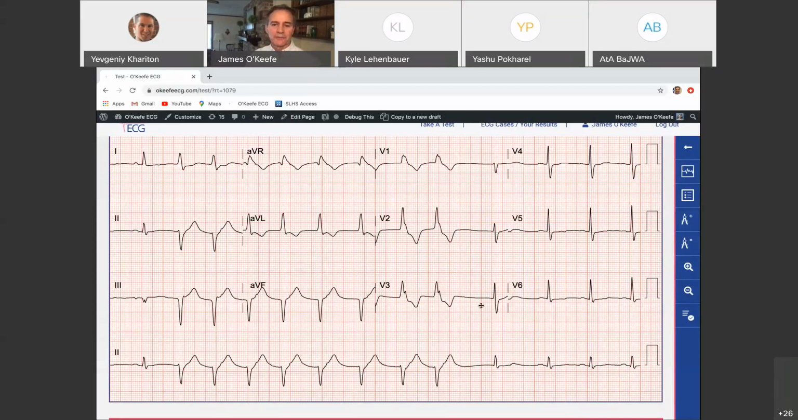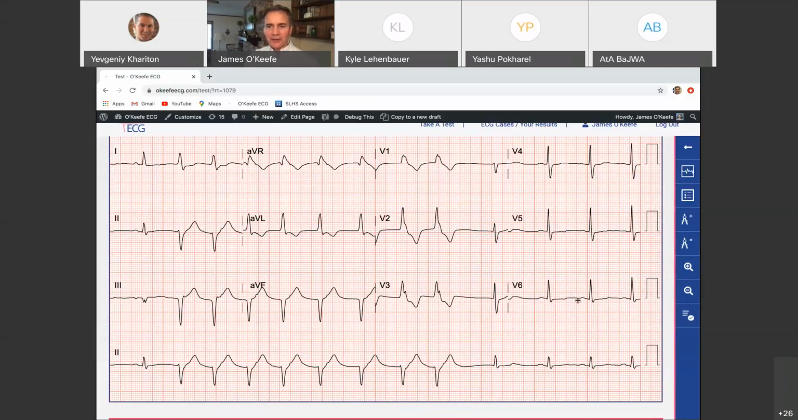What's this beat? The first beat after this rhythm breaks has the same morphology as the sinus beat over here, but I don't see a clear P wave there. Maybe it's a fusion beat. Yeah, so that's a junctional escape beat.